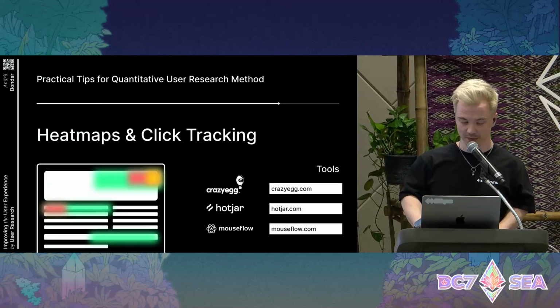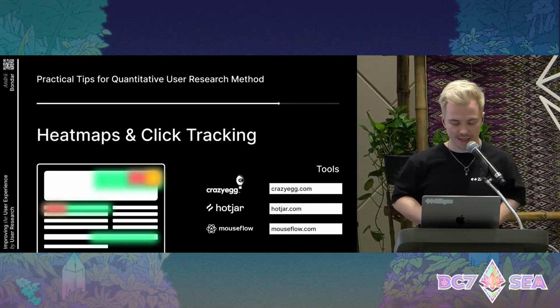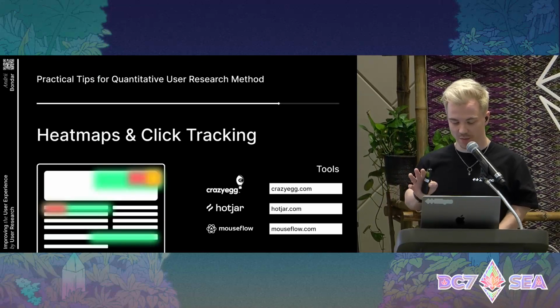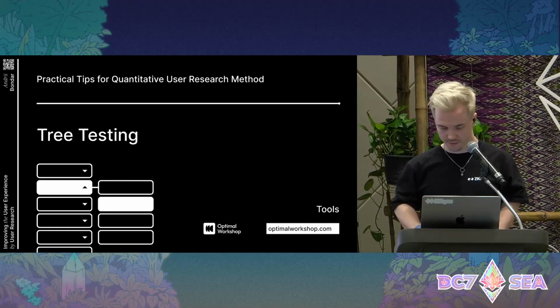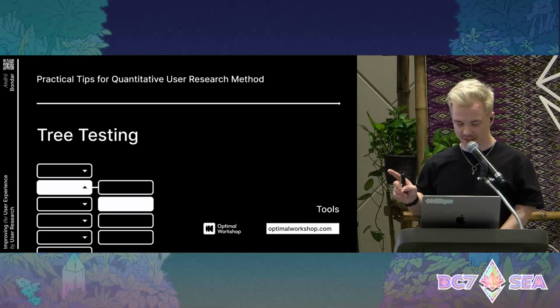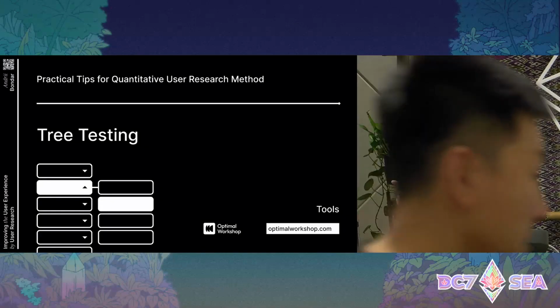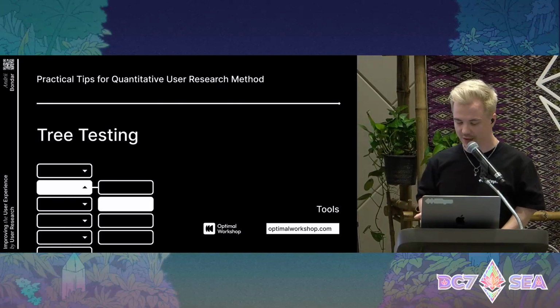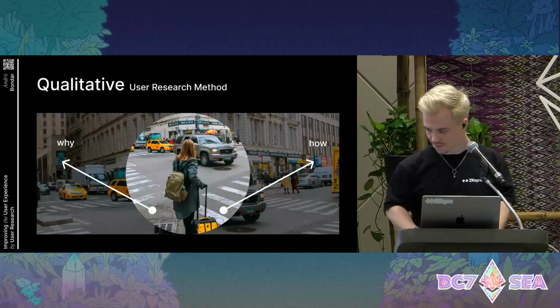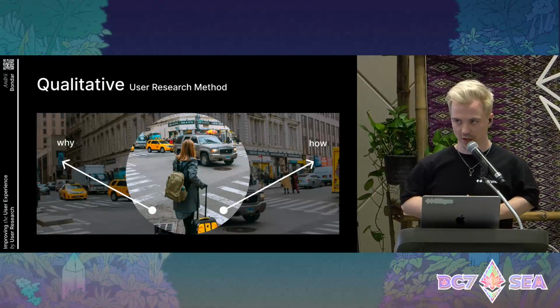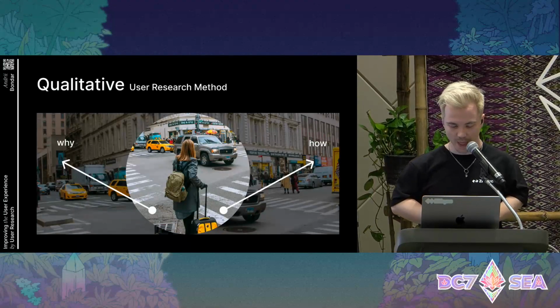And heat maps show which areas of your website users engage with most and which are ignored. And tree testing. Tree testing helps validate your site's information architecture by asking users to find specific content and tracking their success. But what about qualitative user research?